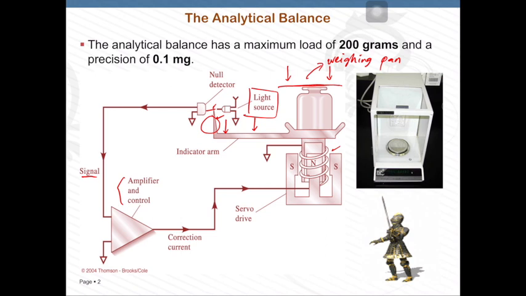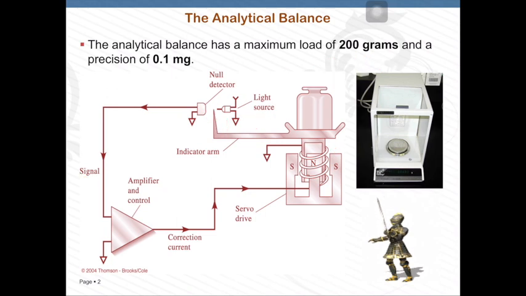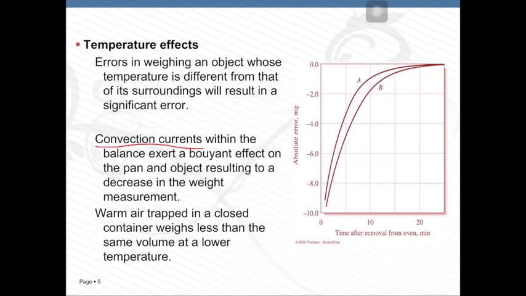So what happens when you place a hot object on top of a sealed compartment? The answer is the air inside will become hotter. And as a result, it will cause a convection current which will exert a buoyant force on your object and on the pan. Furthermore, a hot object that is being placed on top of the analytical balance may damage the analytical balance. So warm air trapped in a closed container weighs less than the same volume at a lower temperature.